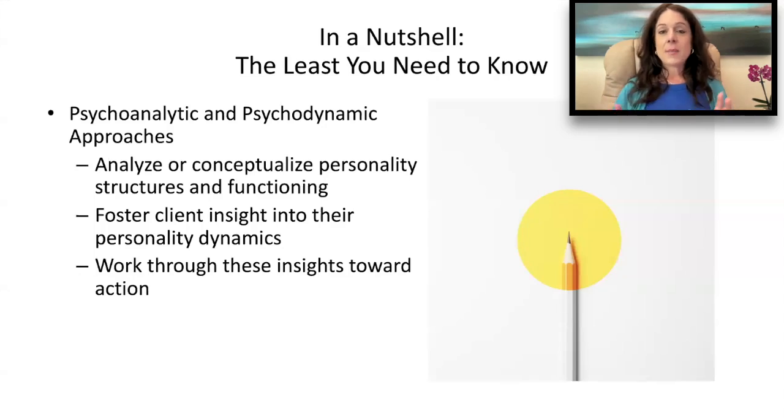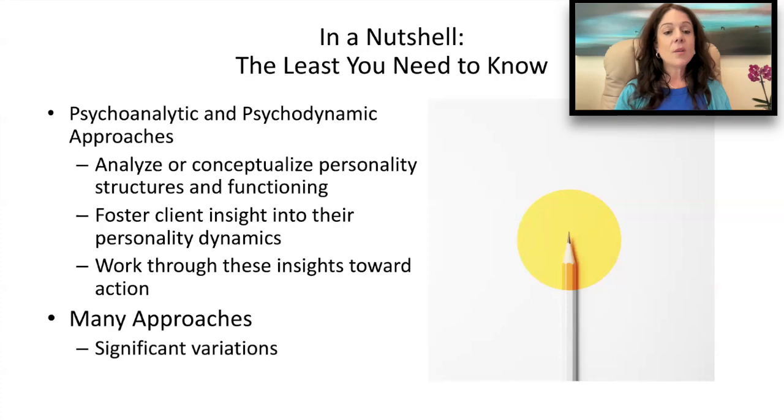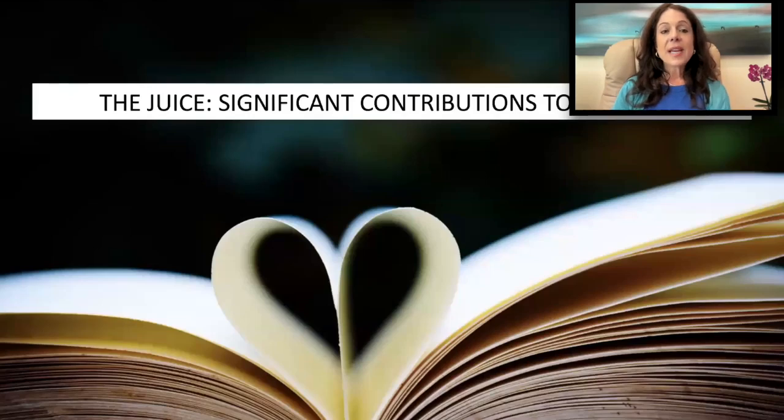So basically what's happening is the clinician is analyzing the personality structure and dynamics of the client. They're helping the client gain insight into why they feel what they feel. And then they have them work through this, and we'll talk about what that means, but taking that insight and translating it into new ways, usually of relating to other people, interpreting other people, so that there's less reactivity. And there are many approaches that can vary significantly in what they look and feel like, both for the clinician and the client. So let's look at the juice.